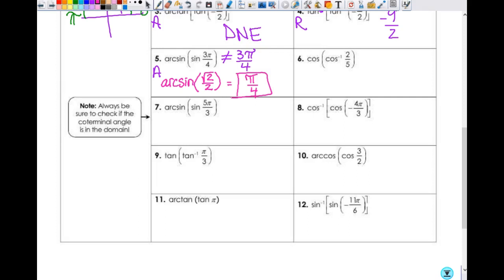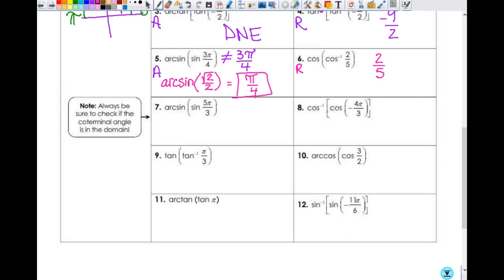Okay, cosine of cosine inverse of 2/5. This has to be a ratio. Does 2/5 fit between negative 1 and 1? Yes, so the cosine of the cosine inverse then is just 2/5. Everybody good?